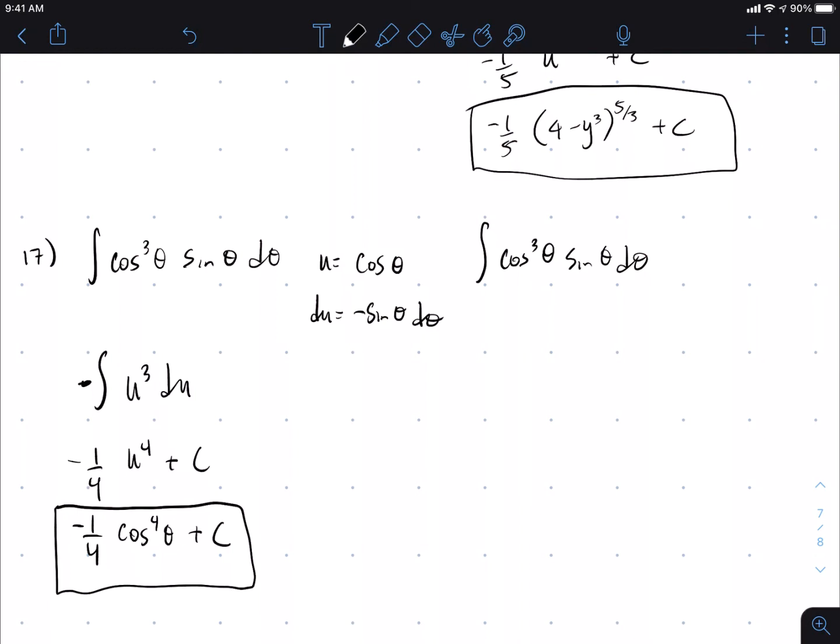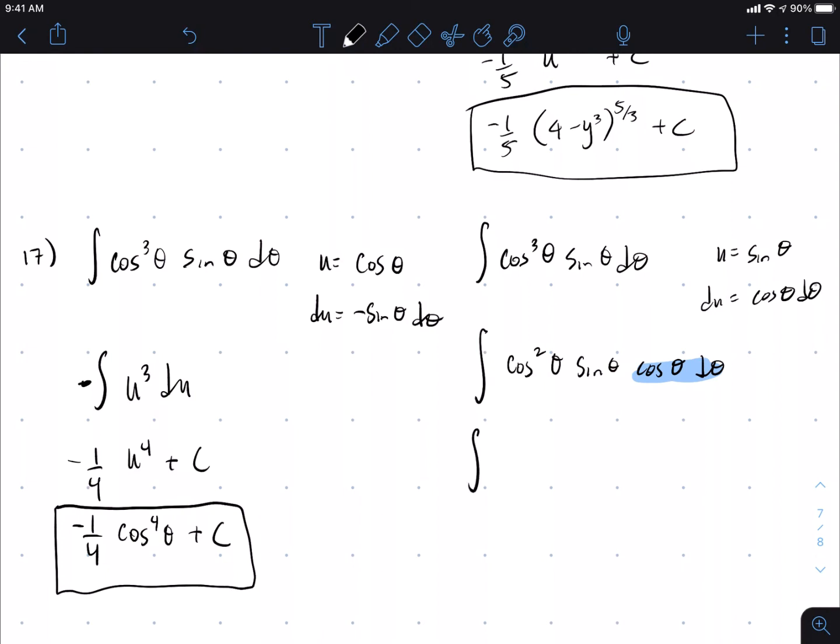Now, I'm going to do u the other way. So I'm going to say u is sine theta. So then du will be cosine theta d theta. Agreed? Yes. So watch this. We're going to have a little issue. We're going to have cosine squared theta cosine. Hold on, let me just write it so you guys can see. Sine theta cosine theta d theta. So I know that this is du, correct?